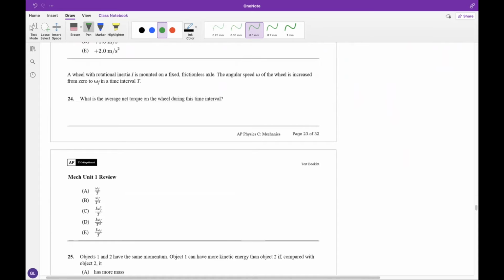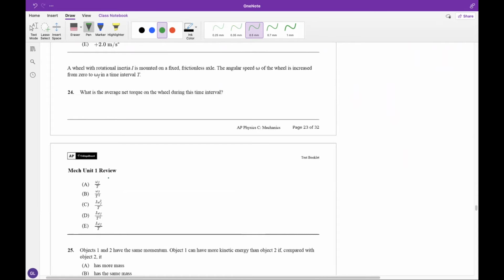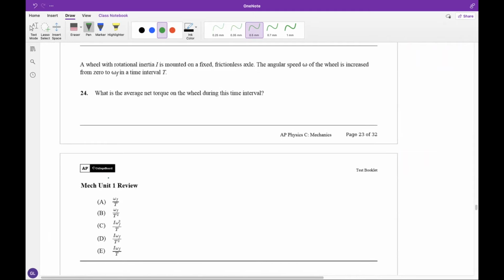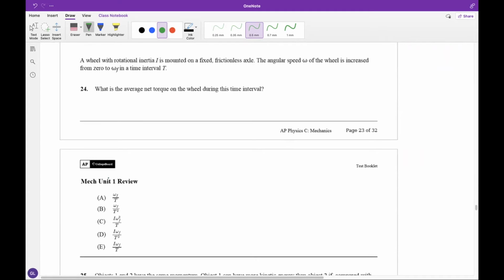The next one deals with torque, well, not torque, but let's go ahead and take a look at this one here. Let's see what you guys can do. A wheel with a rotational inertia I is mounted on a fixed frictionless axle. The angular speed omega of the wheel is increased from 0 to some final angular velocity in a time interval of t. And the question is, what is the average net torque on the wheel during this time interval?